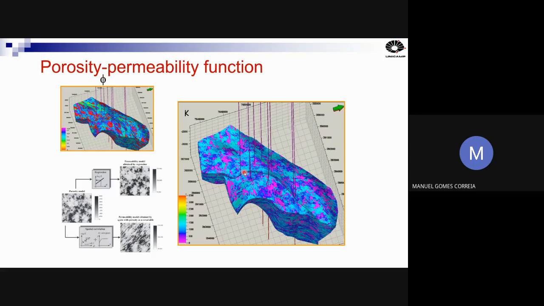Another kind of uncertainty is the porosity permeability functions. Normally in siliciclastic reservoirs, we have a huge correlation between porosity and permeability. However, in carbonates, due to the diagenetic process and the heterogeneity in this kind of reservoir, normally we don't have a huge correlation. We can have it, but we can also not have it. So it is quite important that we input uncertainty in this kind of correlation, okay?